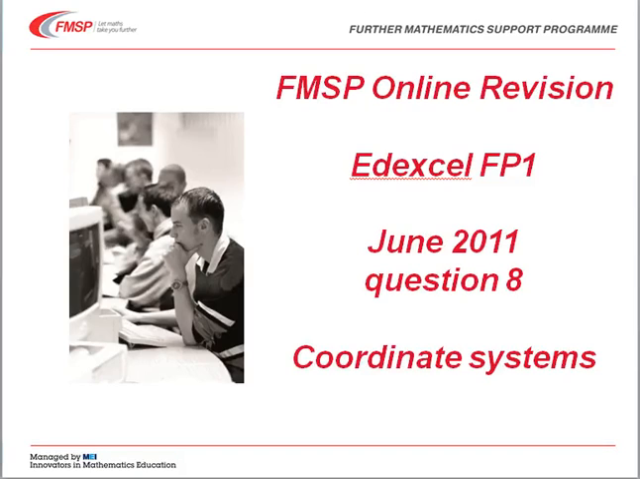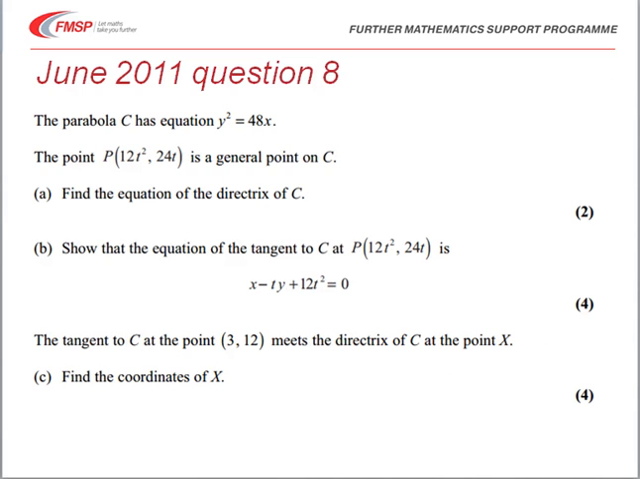In this video I'm looking at the solution to question 8 of the June 2011 Edexcel FP1 paper. The topic of the question is coordinate systems. The question starts by giving us the parabola equation y squared equals 48x, and tells us that the point P, which is given by 12t squared, 24t, is a general point on this parabola.